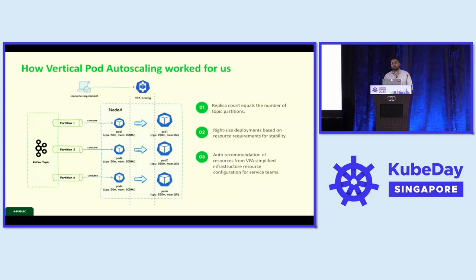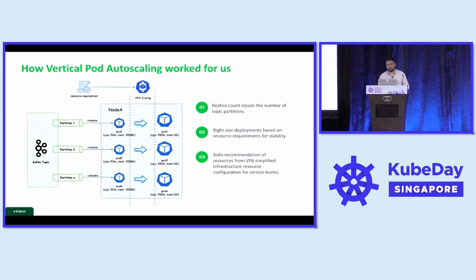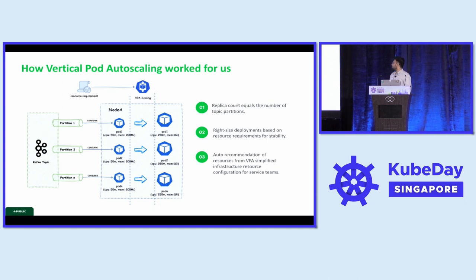So how did vertical pod autoscaler work for us? This basically shows how vertical pod autoscaler in general works, where it changes the size of the pod. And as I was saying, these are Kafka consumers, hence each pod is attached to one of the partitions. So to begin with, we kept the number of replicas in the deployment the same as the number of partitions that particular deployment is consuming from. We relied completely on VPA to right size the deployments based on the resource requirement for stability.